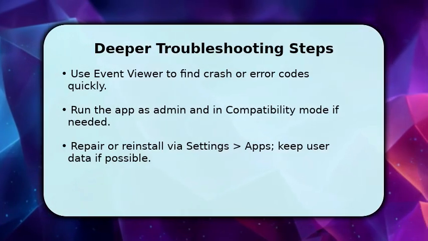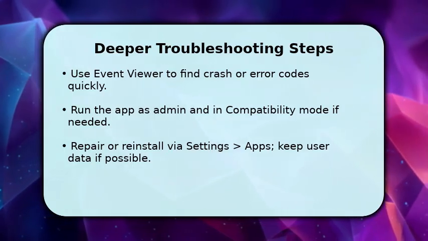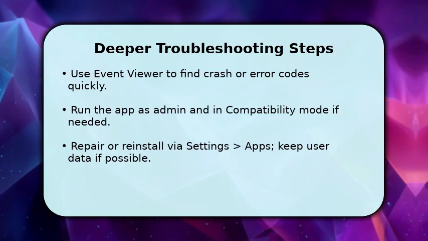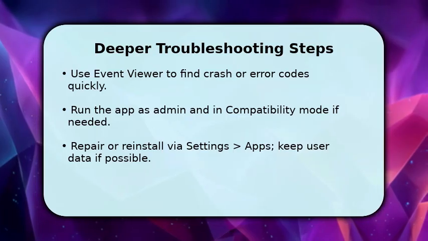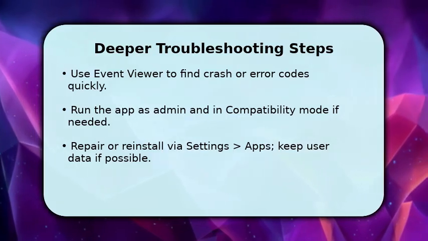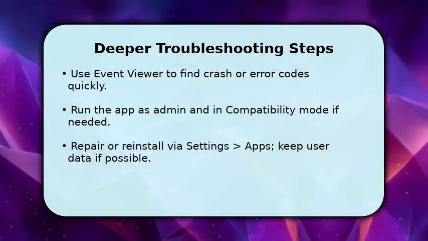Next, dive into diagnostics. Open Event Viewer and filter application logs to find error codes or faulting modules. This tells you why a specific binary fails. Then try launching the program as an administrator and test compatibility mode for older software. These options change permissions and API behavior.